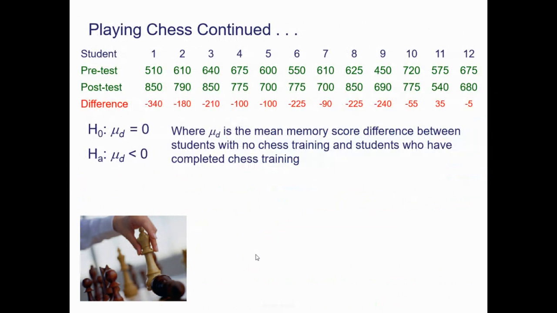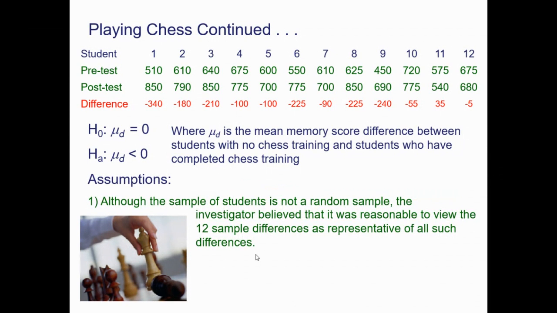Okay, let's check our assumptions. So that's the next thing we've got to verify. Now on this one, it doesn't state in the problem that it's a random sample. However, the investigator believed that it was reasonable to view the 12 sample difference as such. So it doesn't come right out and say it's a random sample, but we can view it as such.